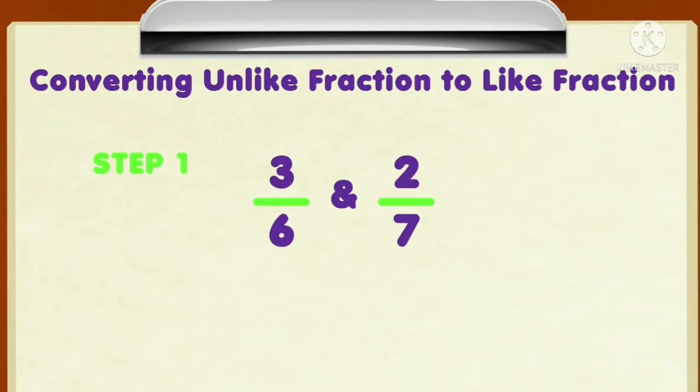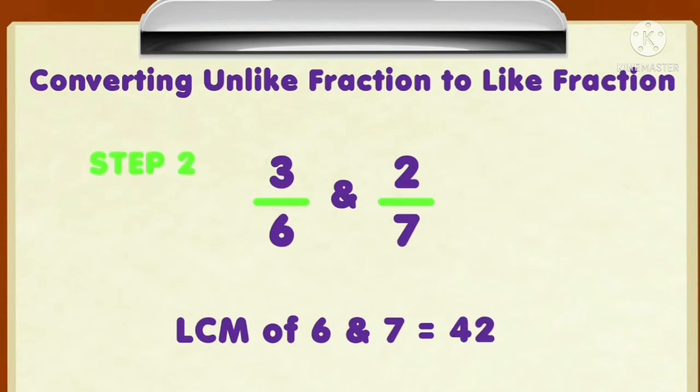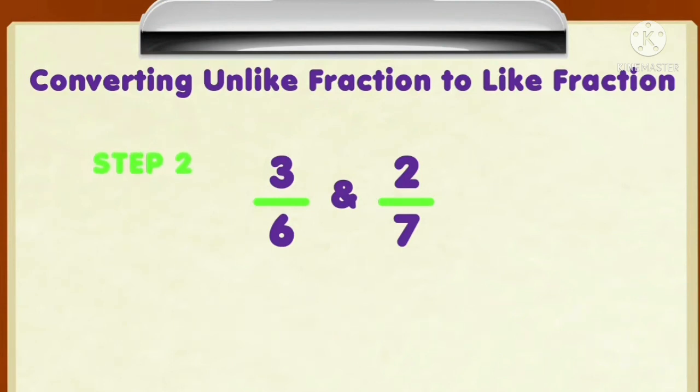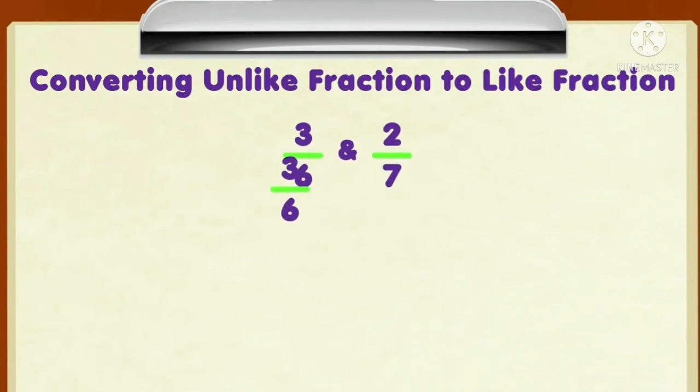Step 1. Find the LCM of the denominators. The LCM of 6 and 7 is 42. Step 2. Convert the given fractions to like fractions with the denominator equal to their LCM. For the fraction 3 upon 6, to get 42 in the denominator, we multiply it by 7.